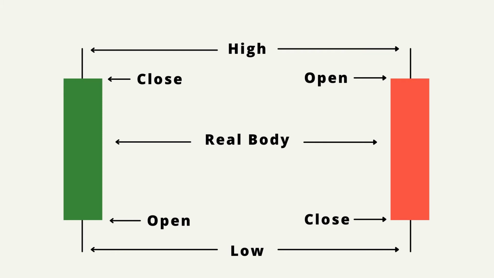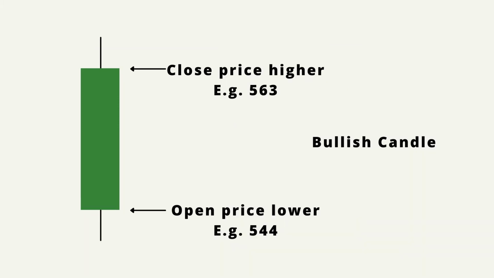The white part in between is called the real body. The real body represents the price range between open and the close price of that specific time period. When the real body is in green color, it means the close price was higher than the open price, which is called a bullish candle. So the bullish candlestick means the price of a share has increased with the time period, so the demand of that share is more than its supply in the market.